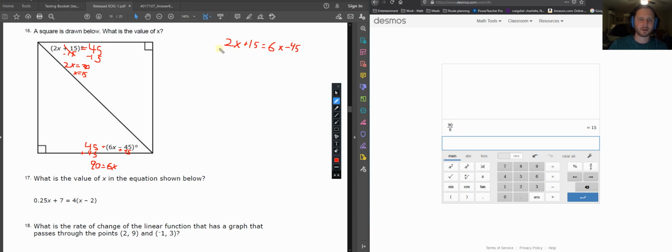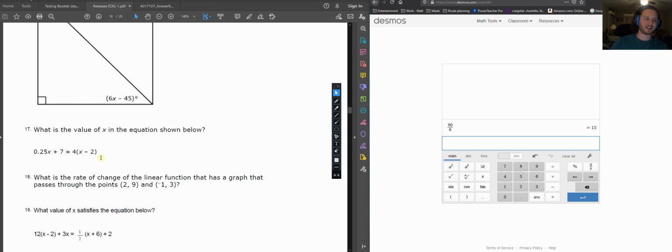And then this setup, we could subtract both sides by 2x. We could actually even subtract both sides by 6x, I'm just doing it this way. Subtract 2x, we have 15 equals 4x minus 45. Of course, then we add 45 to both sides, which gives me 60 on this side equals 4x, and you can guess what's going to happen. If I do 60 divided by 4, I get, once again, 15. It doesn't matter which way you try to solve this problem, you will get 15 for number 16.